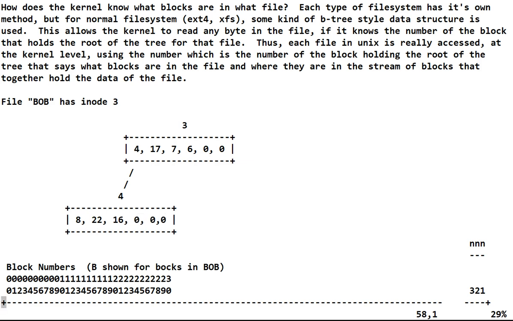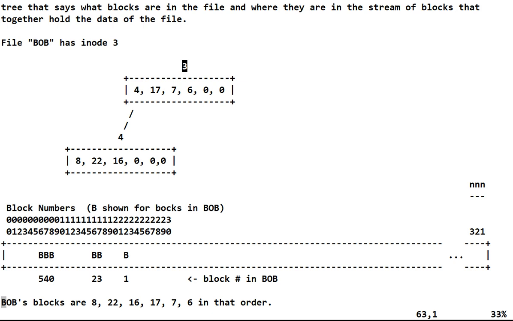If we think about Bob, the root here is at block number 3, and blocks 3 and 4 are internal data to the file system, or overhead. They don't actually contain any file data, so they're not shown down here, but they'd have to be on the disk somewhere. But here are the block numbers, and you read 00, 01, 02, up to n-1, n-2, n-3 at the end. So when we look at this diagram, the first thing you see is a 4, but 4 points to another internal node. So 8 is the first block in the file.